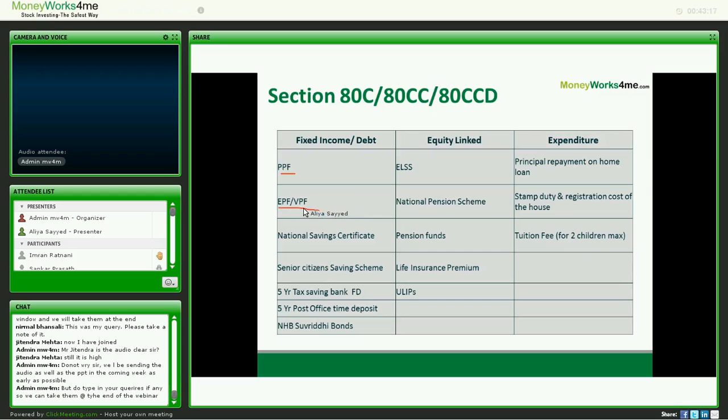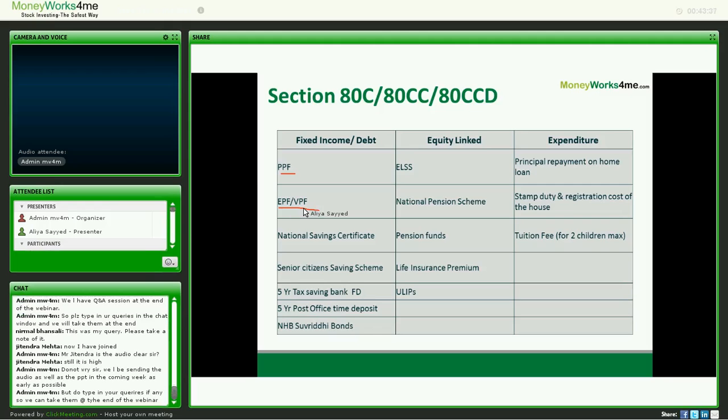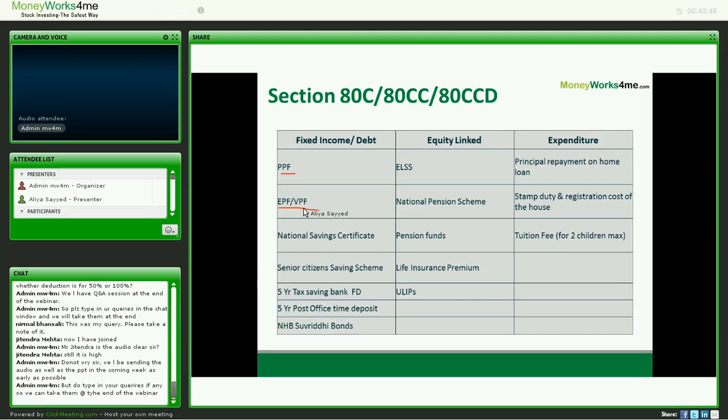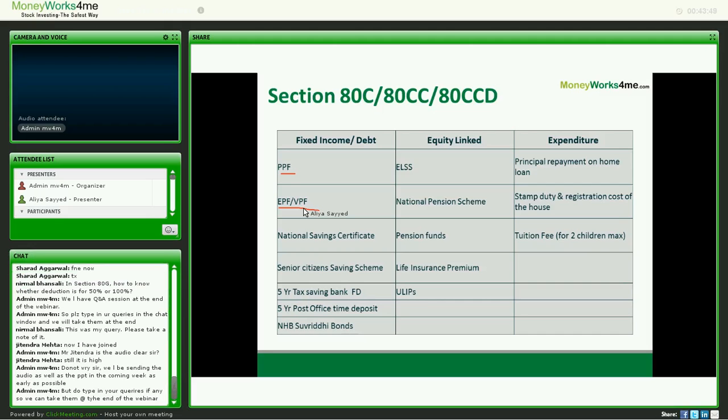Coming to the next one, which is EPF or VPF, which is nothing but the Employee Provident Fund or the Voluntary Provident Fund. Now, Employee Provident Fund is available only to salaried individuals, and again, like PPF, the interest is market related. And you cannot withdraw funds from EPF until retirement. Of course, you can withdraw it, but if you do, you will not be able to enjoy the tax exemption, or you will not be given the entire interest amount.